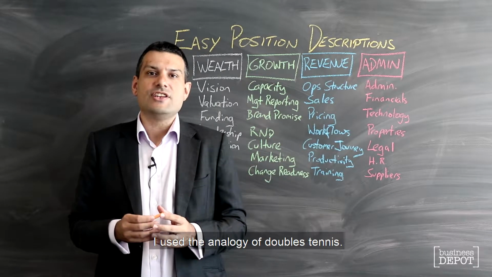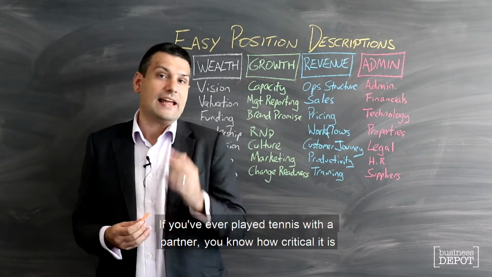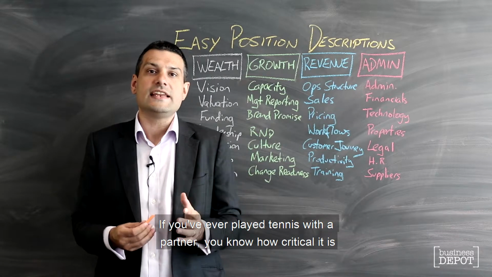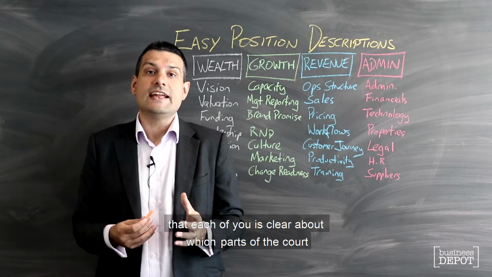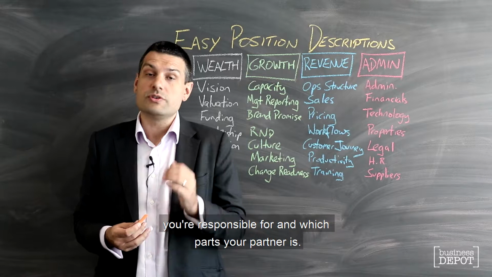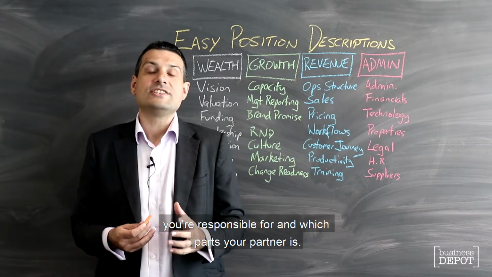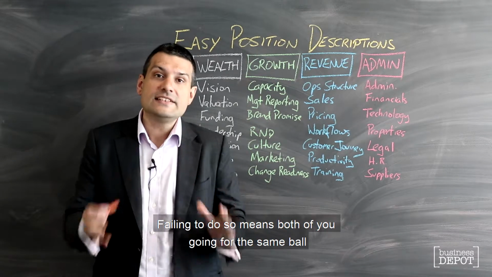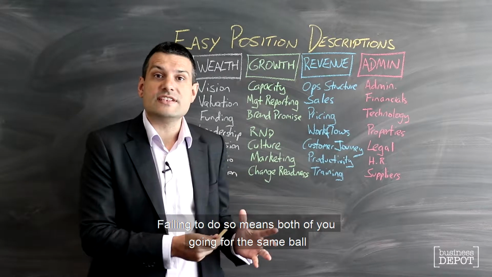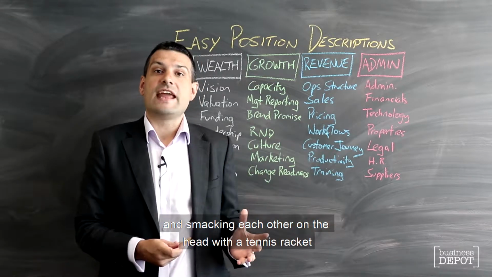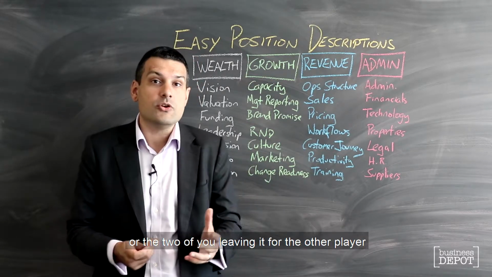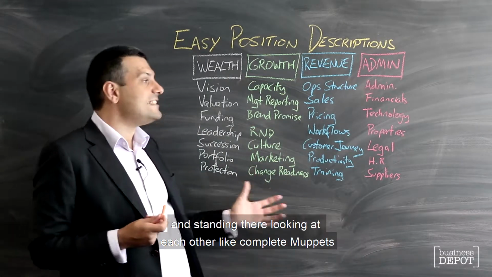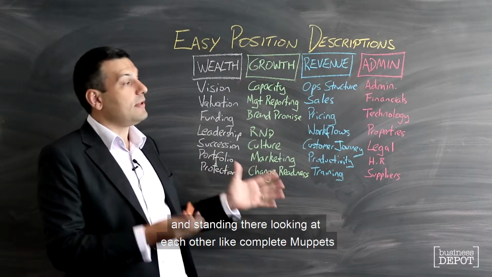I use the analogy of doubles tennis. If you've ever played tennis with a partner, you know how critical it is that each of you is clear about which parts of the court you're responsible for and which parts your partner is. Failing to do so means both of you going for the same ball and smacking each other on the head with a tennis racket, or the two of you leaving it for the other player and standing there looking at each other like complete muppets.